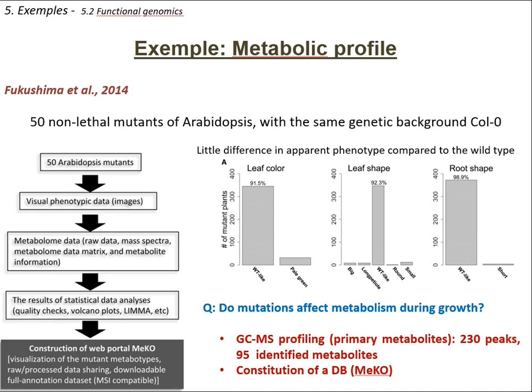So here you have the first set of graphs showing the macroscopic phenotypes, like the leaf color. You have a pale green color for less than 10% of the mutants. You have a change in the leaf shape for less than 10% of the mutants. And you have a change in the root shape for less than 10% of the mutants. So it means that most mutants have no obvious phenotype here. And maybe the metabolic phenotype will be more discriminant.